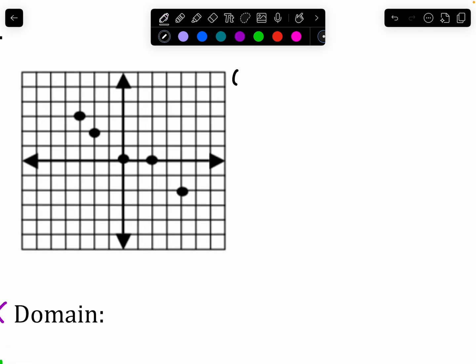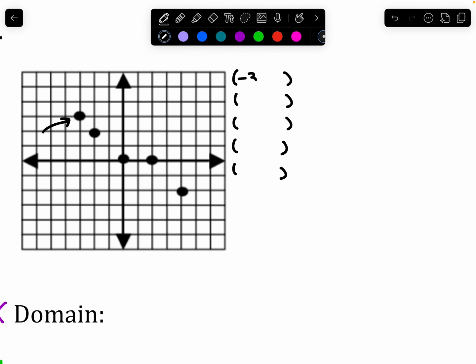Now, my suggestion for you is to actually come over to the side of your graph and write down each one of these points as a coordinate. It's going to help tremendously for you to label the x values and the y values. I always start on the left of my graph and then make my way to the right. So I'm going to start with the far left coordinate first.